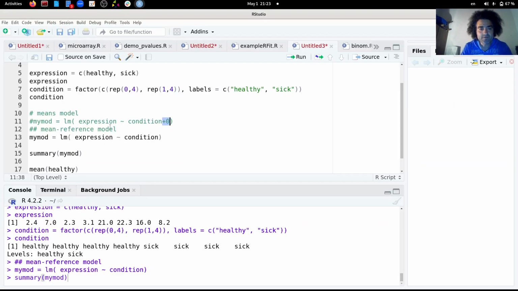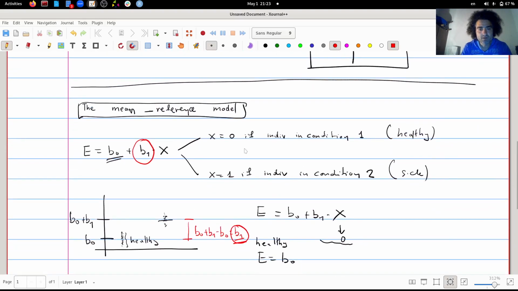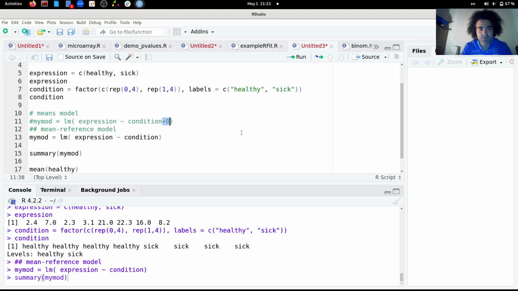Here in the mean reference model, one of the two conditions, the condition with the label 0 here, is a reference level. And for us, the condition with the label 0 is the healthy individuals. So we want to see whether the sick individuals are statistically different than the reference level, which are the healthy individuals.